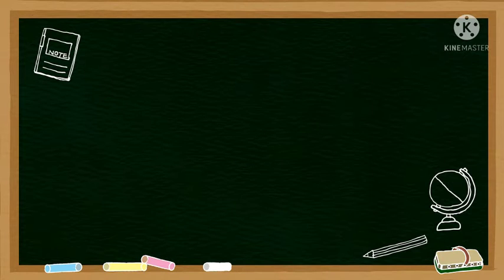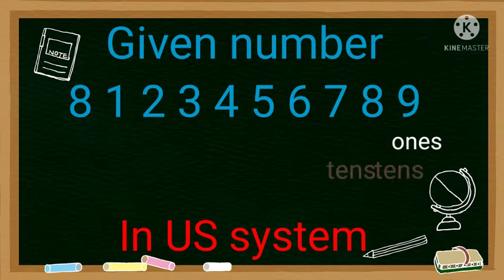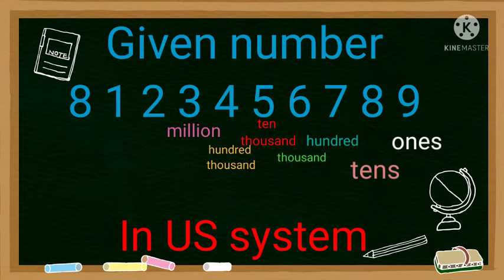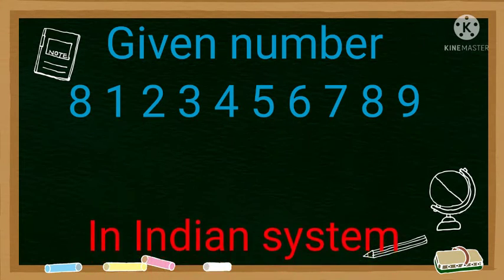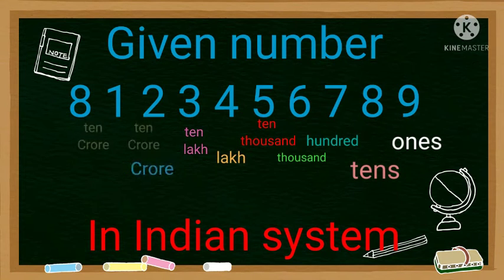In the standard system or the US number system, the value of the digits of a large number starting from the right side are in the form of ones, tens, 100, 1000, 10,000, 100,000, million, 10 million, 100 million, billion and so on. Whereas in the Indian system, the value of the digits of a number starting from the right hand side are ones, tens, 100, 1000, 10,000, lakh, 10 lakh, crore, 10 crore, arab and then so on.